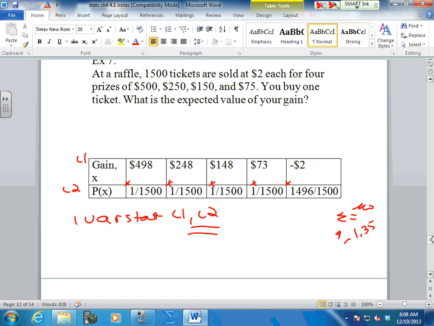Now, because the expected value is negative, are you gaining or losing over time? Losing. So you can expect to lose an average of $1.35 each time you buy a ticket. It kind of takes into account, should you ever win one of these out of 1,500 tickets. In other words, if you did this 1,500 times, your expected value over time is you're going to lose money on this particular raffle. Because their prizes weren't that great.